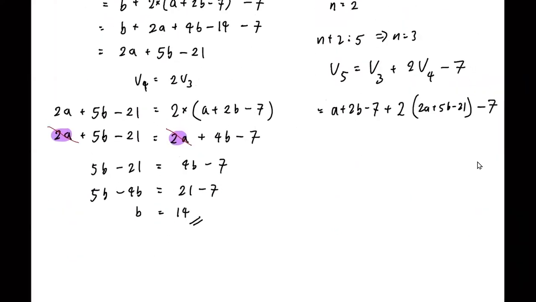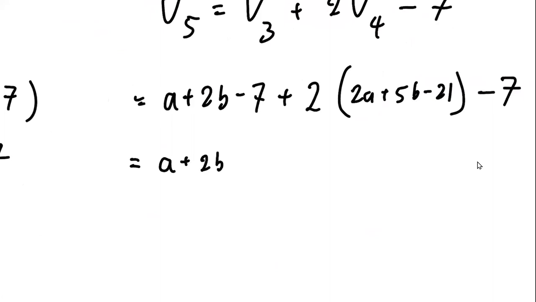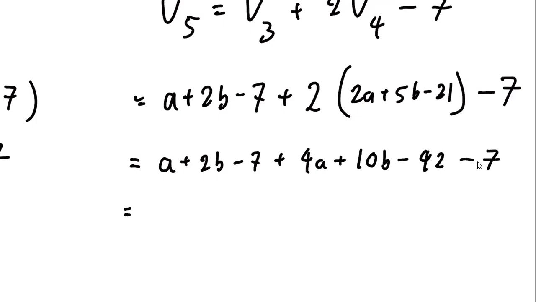Multiply everything out. What do we get? A plus 2B minus 7 plus 4A plus 10B minus 42 minus 7. Any like terms? Yes, A and 4A gives me 5A, 2B plus 10B gives me 12B, minus 7 minus 42 minus 7. I don't trust my mental sum, so I use a calculator. And I get minus 56. Then, does that answer the question already?